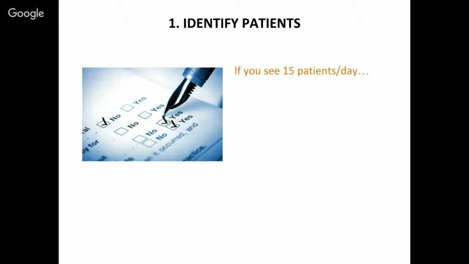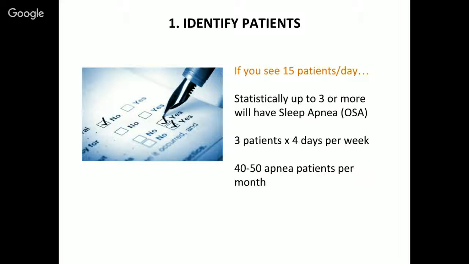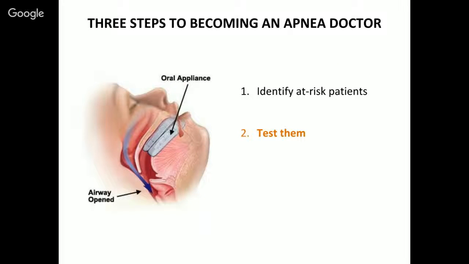Okay. So when you have 15 patients or more in your practice, 3 of them will have sleep apnea. 3 patients times 4 days a week. If you're a typical dentist, that means 40 to 50 patients per month coming through your practice that have sleep apnea. And I don't even want to get into the numbers of those that are at risk. Okay. So you've got to identify them, assess and identify.